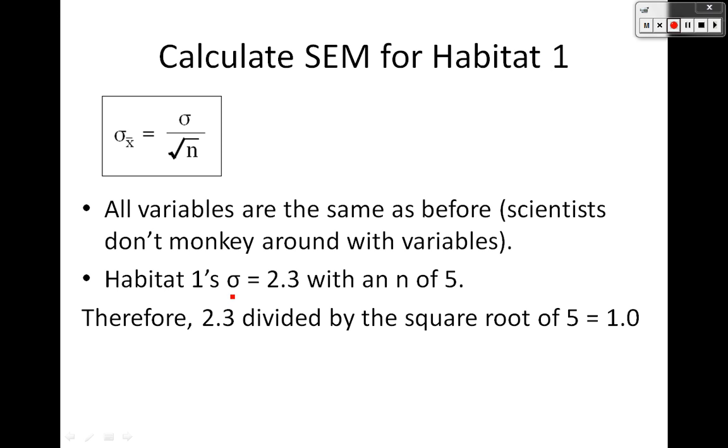So habitat 1's standard deviation is 2.3 with an n of 5. Therefore, 2.3 divided by the square root of 5, which I wish I had the more updated version of PowerPoint because I could make you a fancy equation, which I can't do. But I can write it out though. We could say 2.3 divided by the square root of 5, and you can do that on your calculator, equals 1.0. And that is the standard error of the mean for habitat 1.